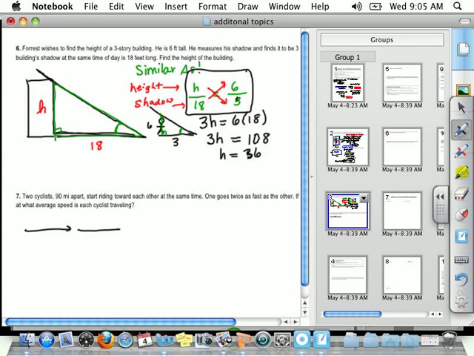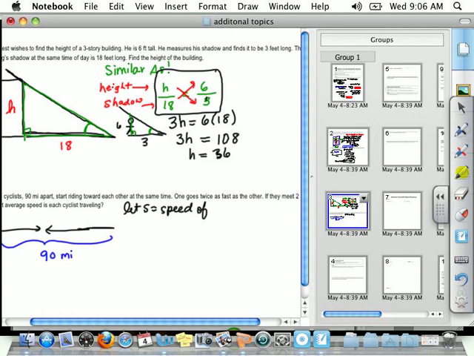So I have 2 cyclists, and they're headed towards each other. One's going twice as fast as the other. The distance between them was 90 when they started. We want to know at what speed is each cyclist traveling. So I'm going to let S equal the speed. Should I do the faster bike or the slower bike? Yeah, so the speed of the slower bike. Because now I know that 2S is the speed of the faster one, right?